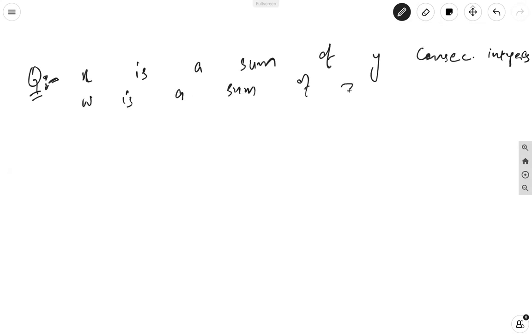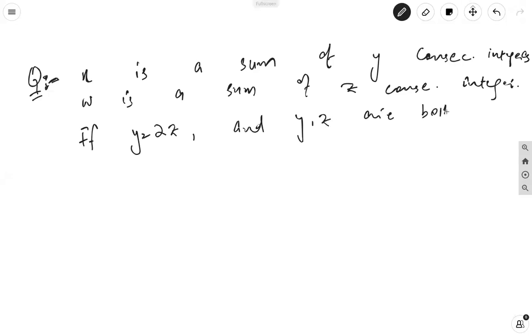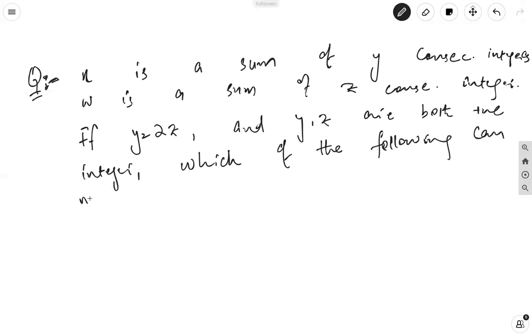Okay. A difficult question. The question is saying that x is a sum of y consecutive integers. w is a sum of z consecutive integers, and the question states if y is equal to 2z and y, z are both positive integers. Which of the following can never be true?